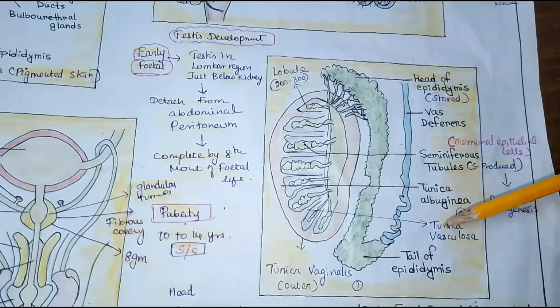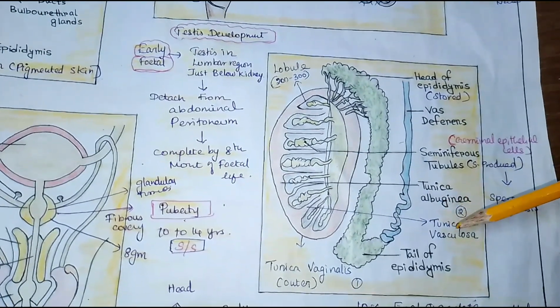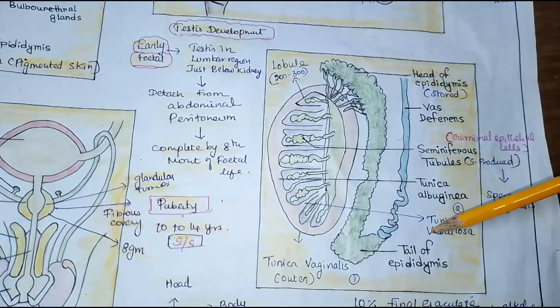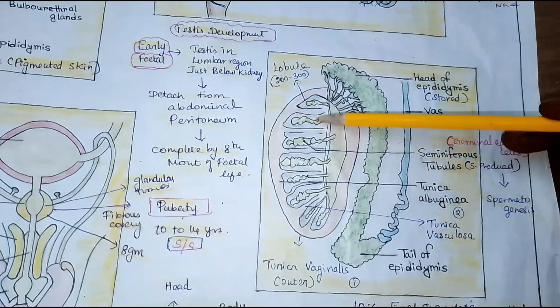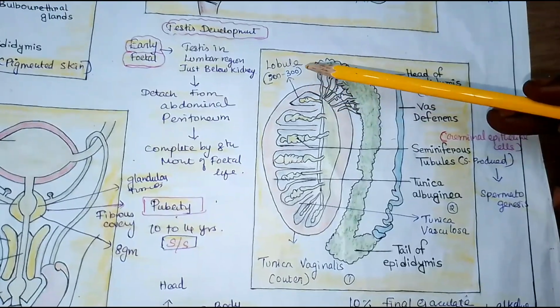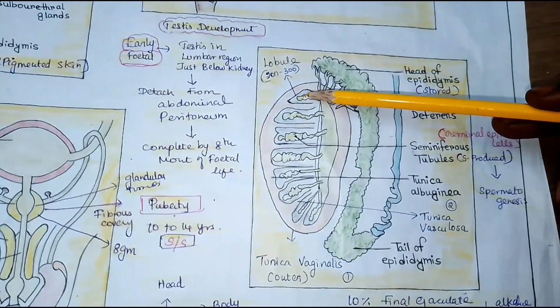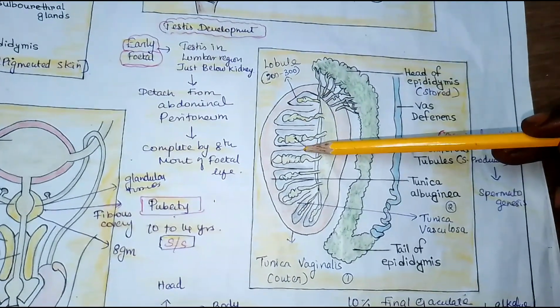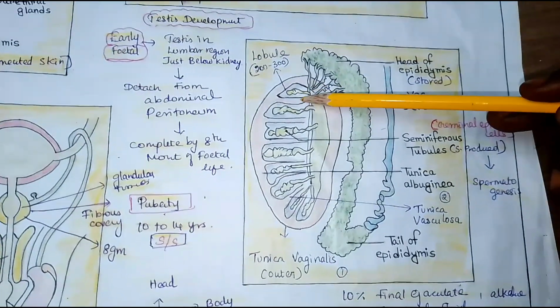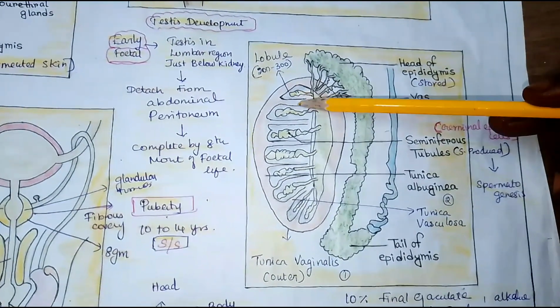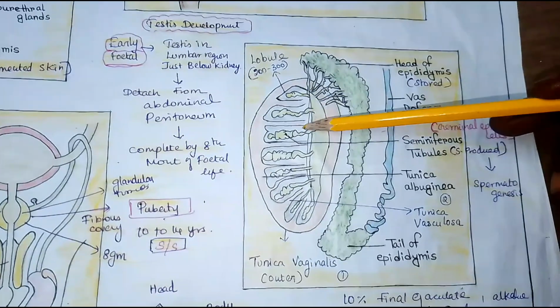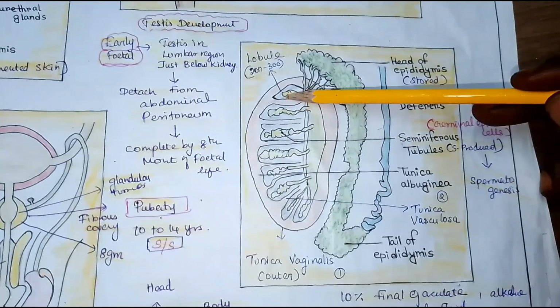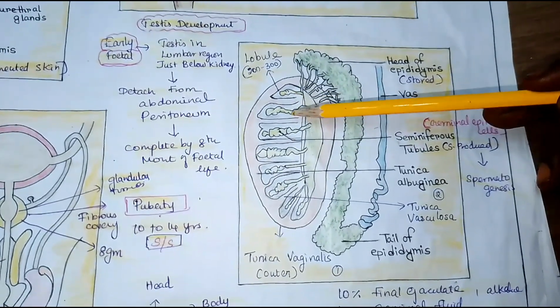And there is a network layer which is called the tunica vasculosa. That's a connective tissue network. In this one, we have nearly 200 to 300 lobules present, like the breast has lobules. These lobules are surrounded by divisions, and this division is called the septum.